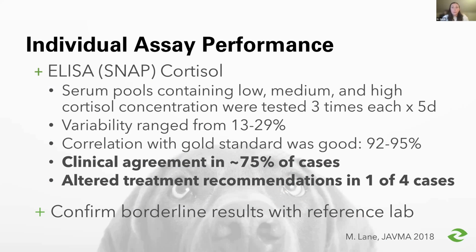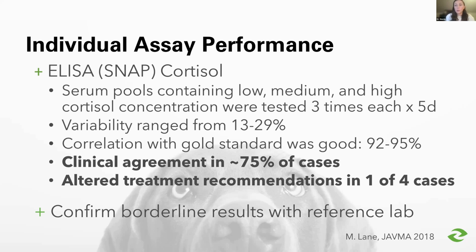Individual assay performance refers to accuracy, precision, and reliability of the assay itself. For instance, the performance of the SNAP cortisol test has been questioned because of a small study that was published in 2018. In this study, samples containing known concentrations of cortisol were evaluated by the assay multiple times daily over several days, and the variability was around 25 to 30%.